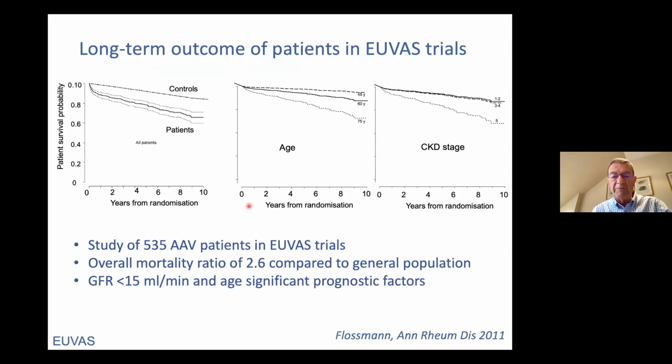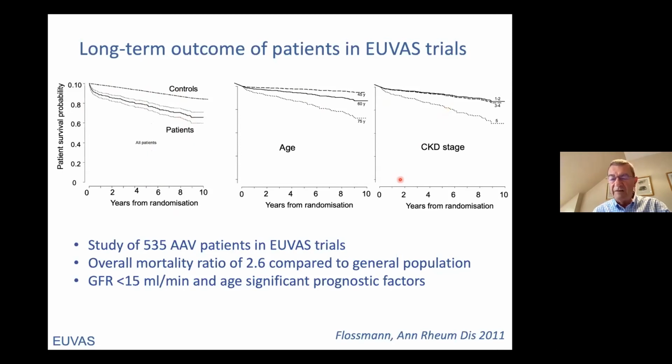This is quite an old paper summarizing outcome in the EUVAS trials. And the benefit of this paper is that it compared mortality together with that of an age and sex-matched general population. And you'll see the overall mortality ratio was 2.6 compared with the matched controls. So it has a significant effect on patient mortality, again with about a sort of 75% 5-year survival. And factors influencing survival were increasing age and the presence of stage 5 or above CKD.